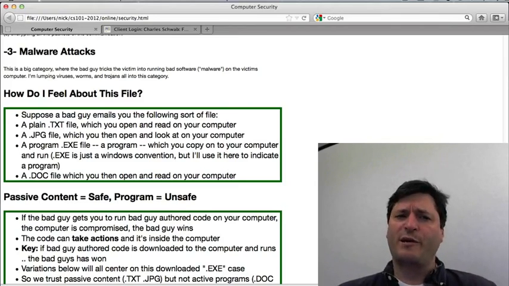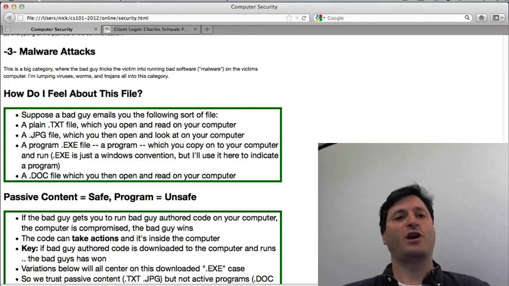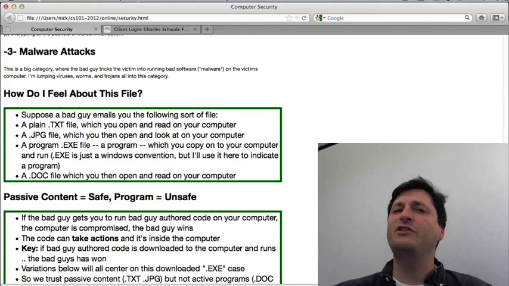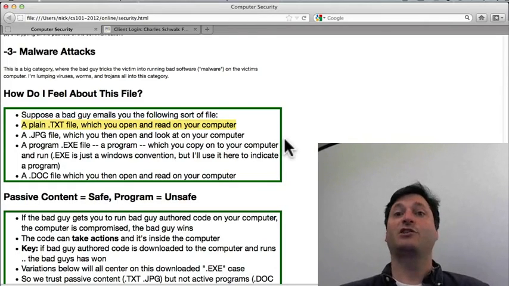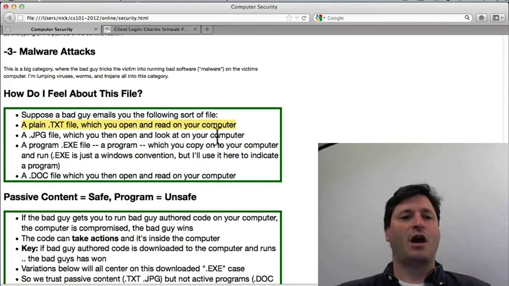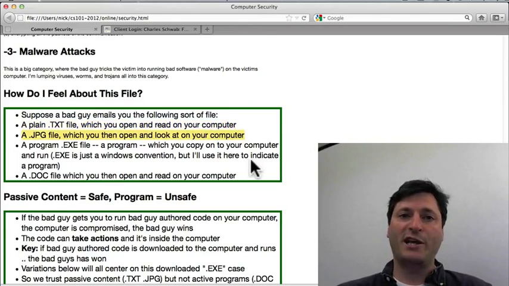So the question I want you to think about is, suppose a bad guy, or someone you don't know, sends a file to you, and you're going to download it onto your computer. I want to look at how you might feel about that file. One example is, maybe it's just a plain text file, and you double-click it, and it's text, and you look at it. Or maybe it's a JPEG file. It's an image, a bunch of bytes, it gets copied onto your computer, you double-click it, you look at it.